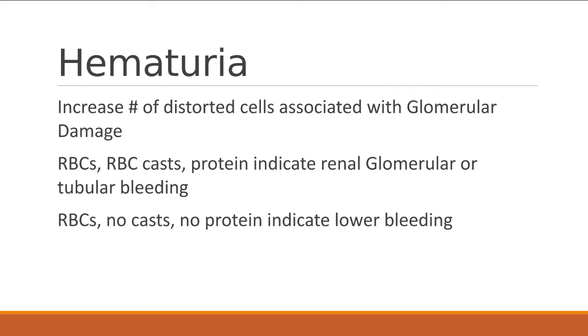Doing a microscopic examination is how you would determine the difference between the two. Like I said, hematuria is where you have a lot of red cells present, or just present in general. If you have an increased number of them, they're typically going to be associated with glomerular damage. When you have a whole lot of red blood cells, you may also see some red blood cell casts. If you have the red cells, the red cell casts, and protein, then this can indicate renal, glomerular, or tubular bleeding. And if you have the RBCs but no casts and no protein, those can indicate a lower bleed. We'll talk in Module 3 about diseases in more detail, but this is kind of getting you started for that, okay?